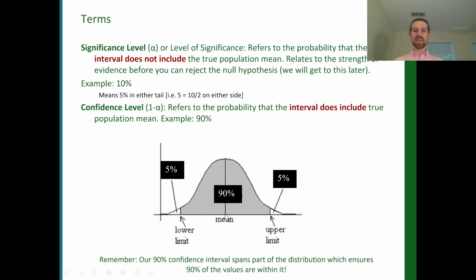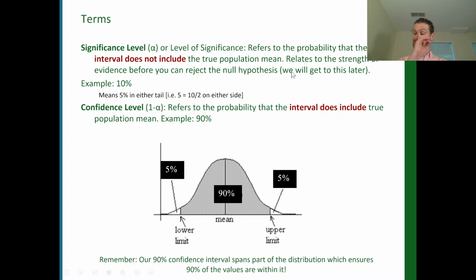And we've covered this in the previous lectures, particularly in the probability part. But essentially what we're going to have is this alpha value, which is the significance level. If you've done statistics before, then you'll probably be familiar with the idea of significance testing. Essentially, this significance level refers to the probability that the interval does not include the true population mean, okay? So it relates to the strength of the evidence before you can reject the null hypothesis.